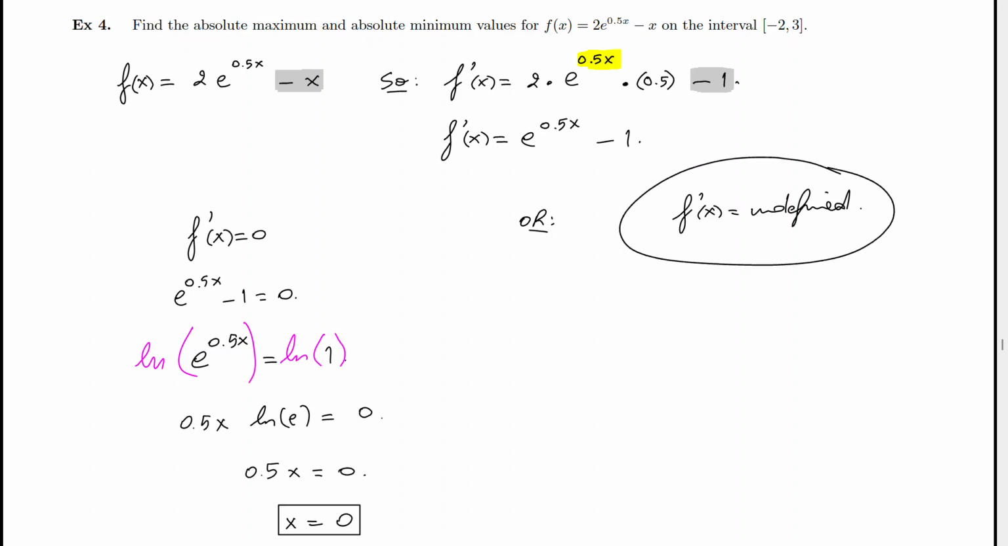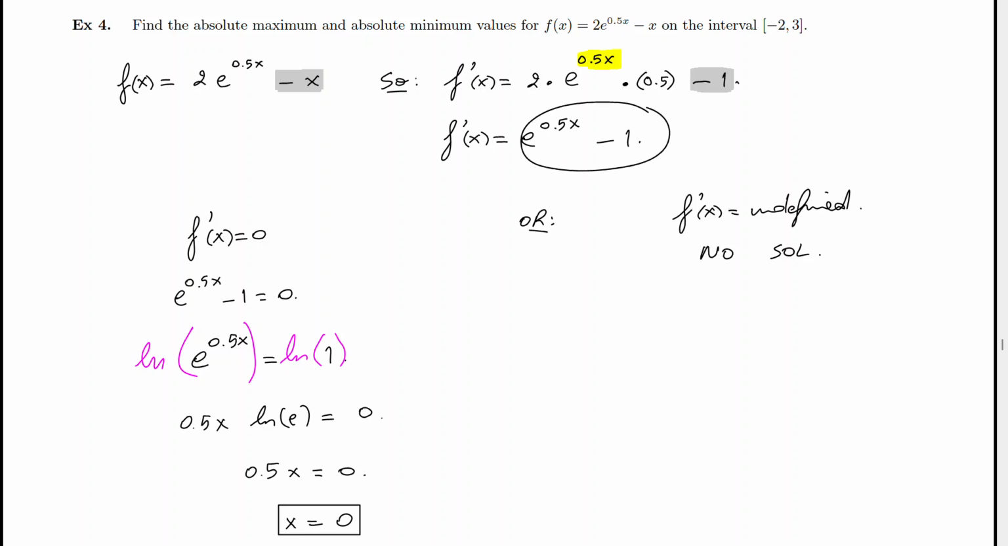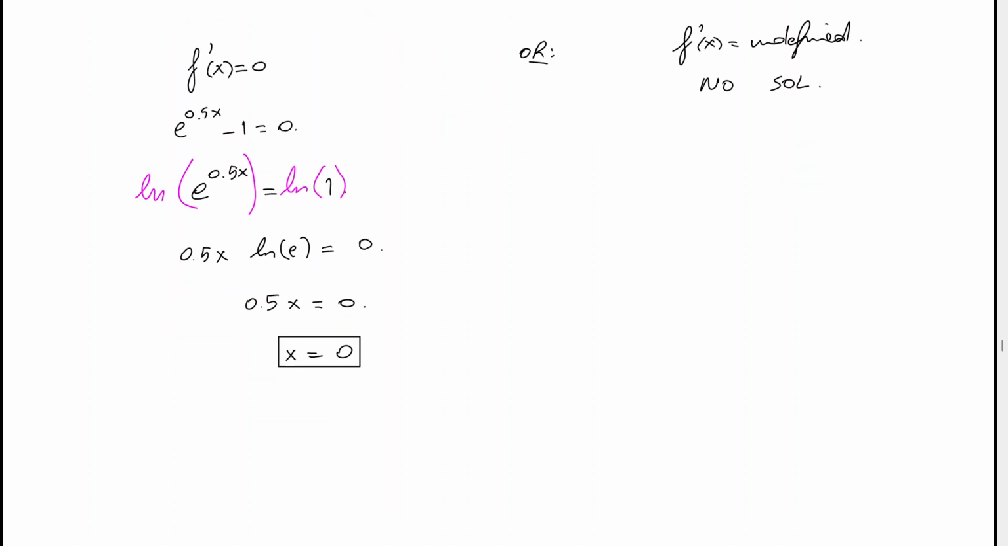Now, can this derivative be undefined? And the answer is no. There is no number that can make this derivative undefined, because the derivative consists of an exponential function, and exponential functions have no problems evaluating any number x. If you plug any number x there in the exponent, the function does not care. It will give you a value and you're good to go. So we only have one critical value, and so now it's time to make the table.